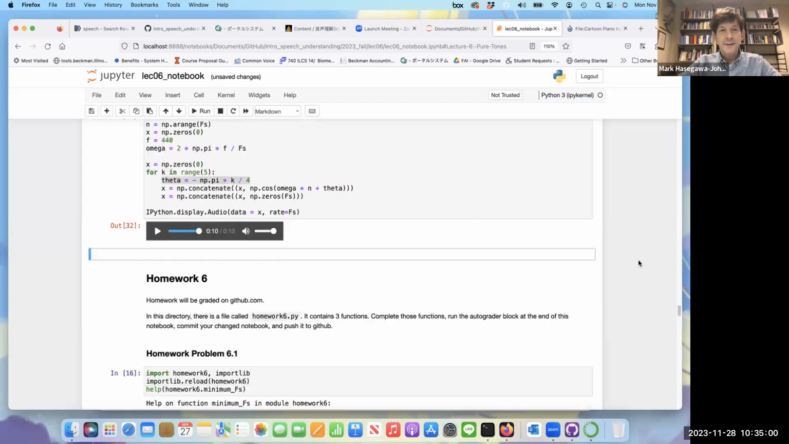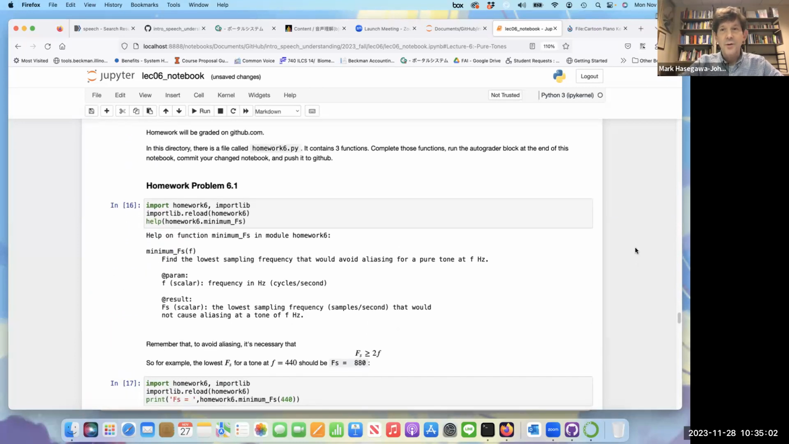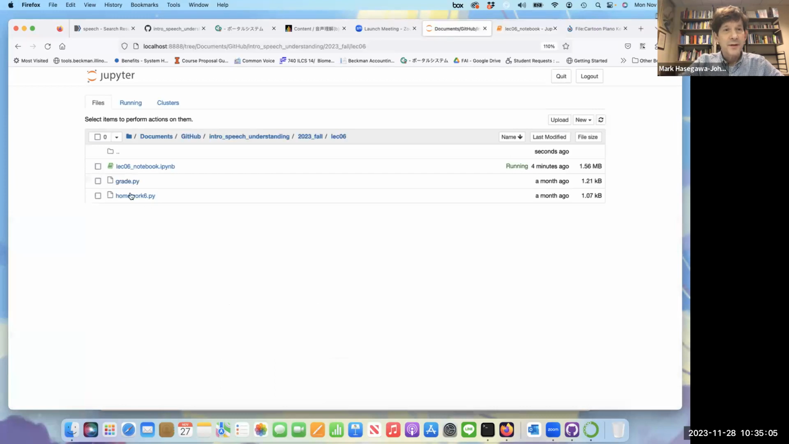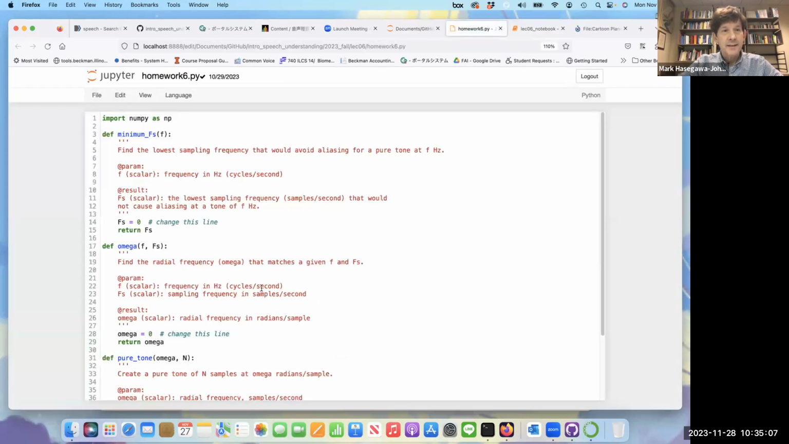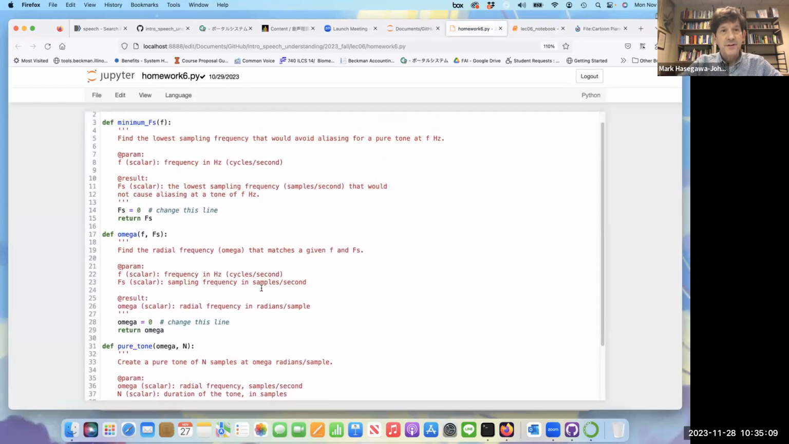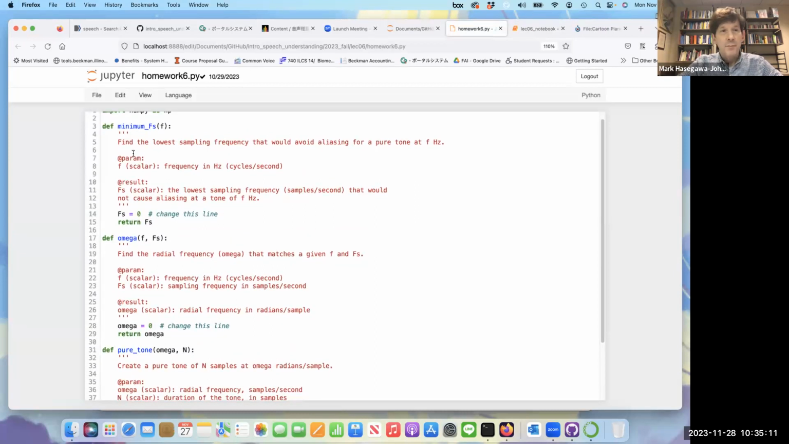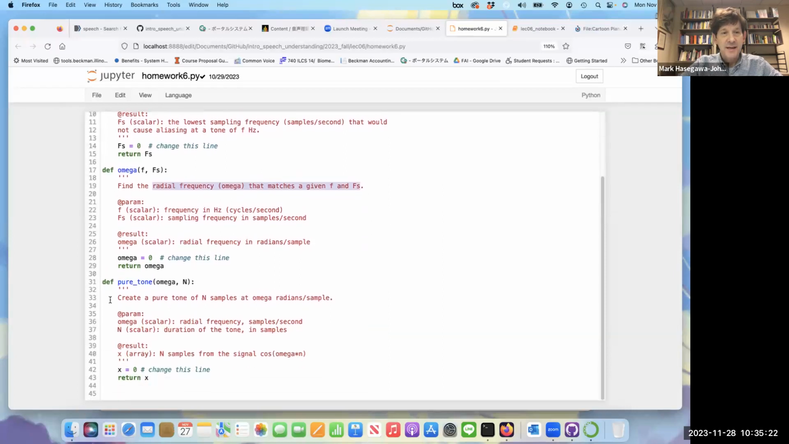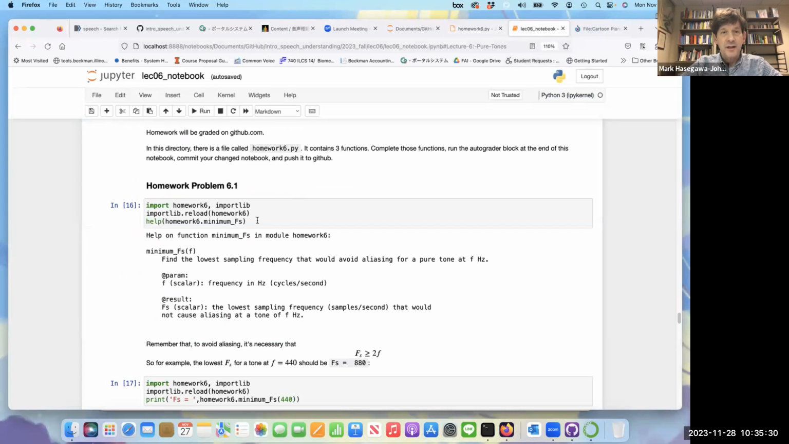All right, let's talk about how to do the homework. Let me open up the homework 6.py. So this has three functions. Minimum fs, where we find the lowest sampling frequency that would avoid aliasing. Omega finds the radial frequency that matches a given f and fs. And pure tone, where we create a pure tone that has n samples at a frequency of omega radians per sample. So we can combine all of these.